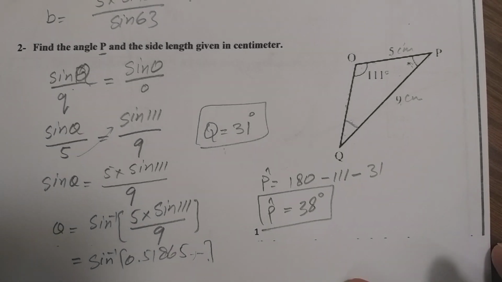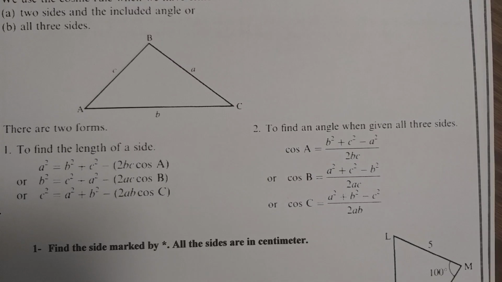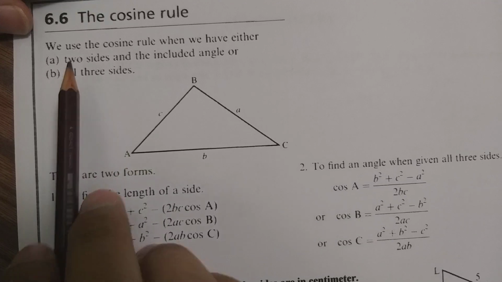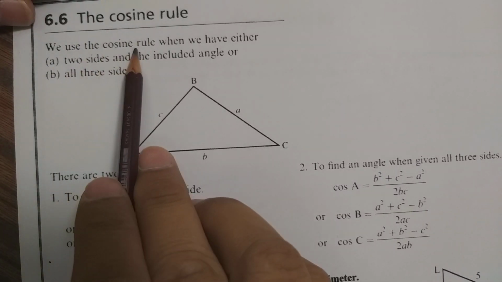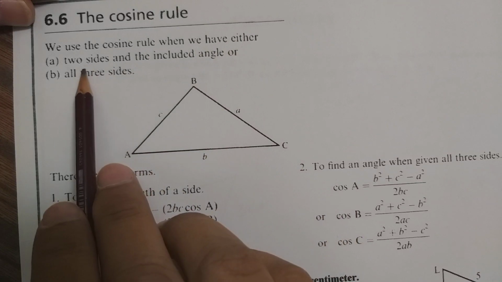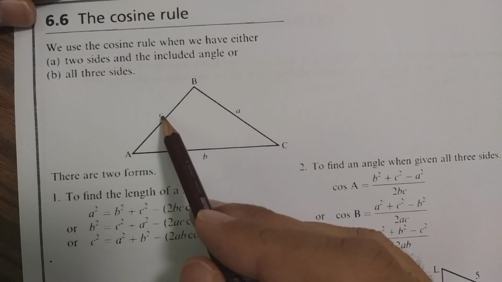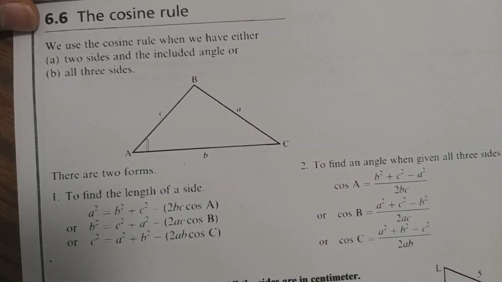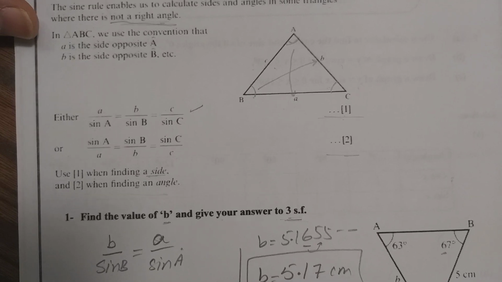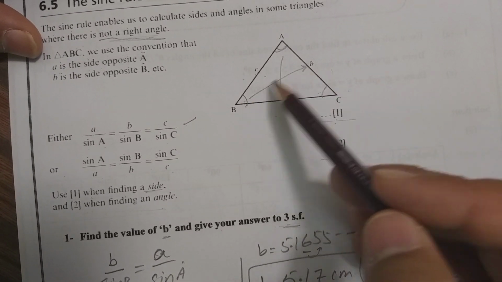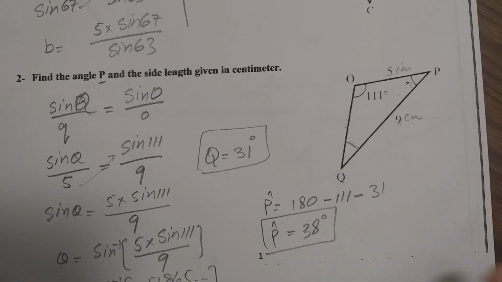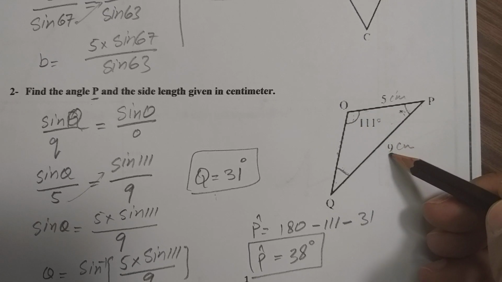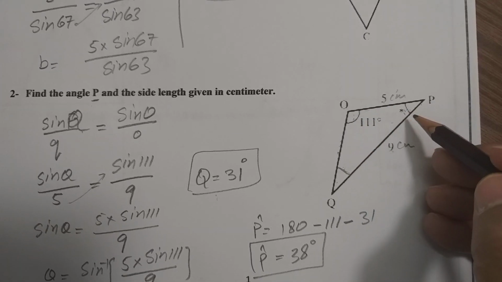Okay, and now we'll go for the cosine rule. In this cosine rule we are given again a triangle. We use the cosine rule when we have either two sides and the included angle, or all three sides. In the sine rule we need to find a complete pair and a half pair. If you look at the tricky question, we are given a complete pair of information, an angle and its opposite side.